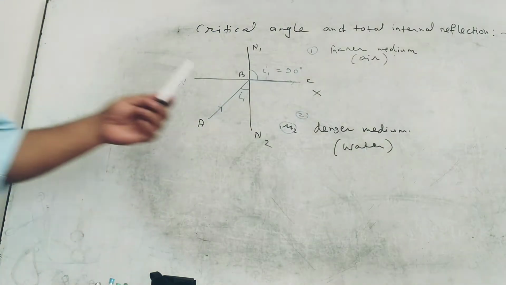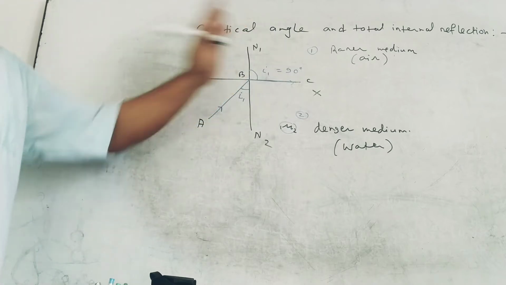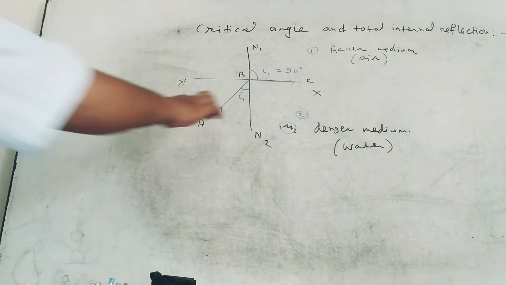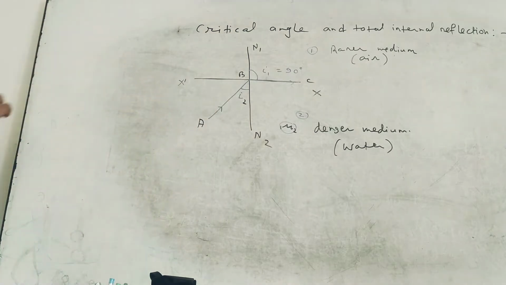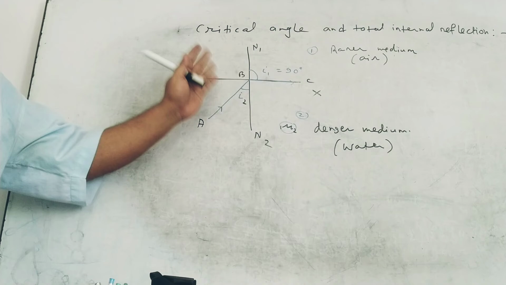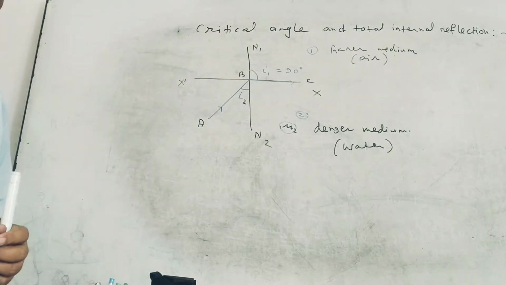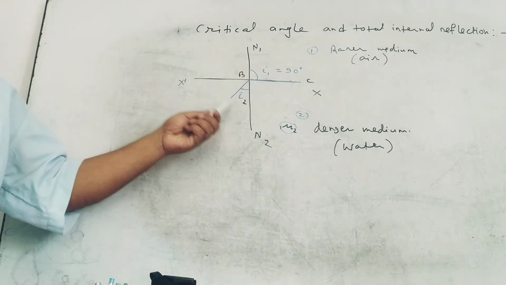In this case, the light ray moves from denser to rarer medium. Here I2 is the angle of incidence and I1 is the angle of refraction. You know that when a light ray moves from denser to rarer, the refracted ray moves away from the normal. That is, in this case, the angle of refraction is greater than the angle of incidence.